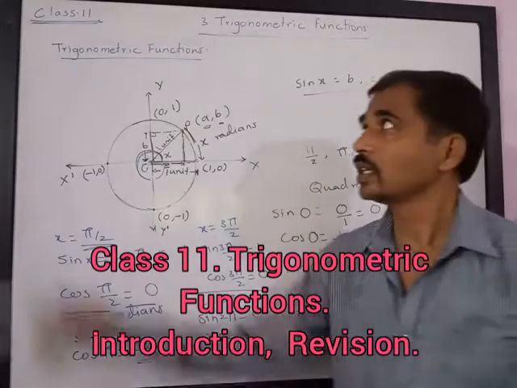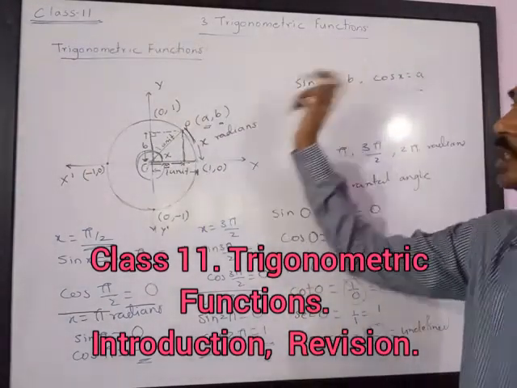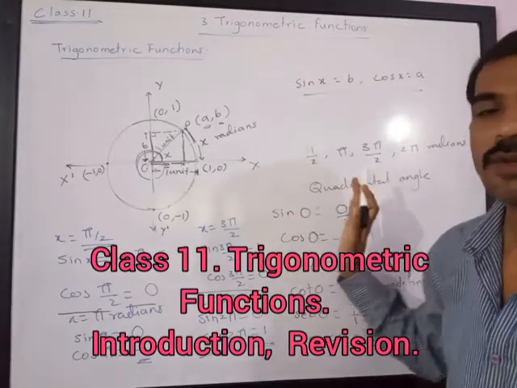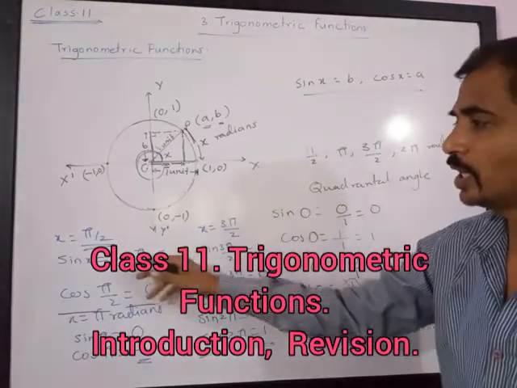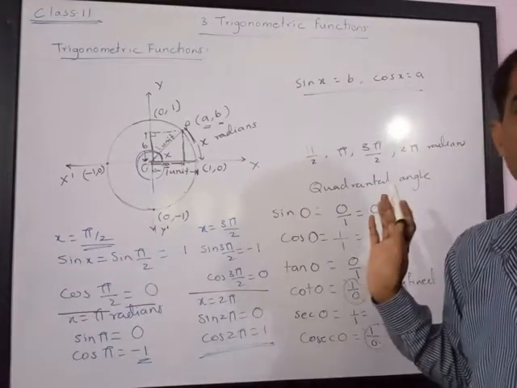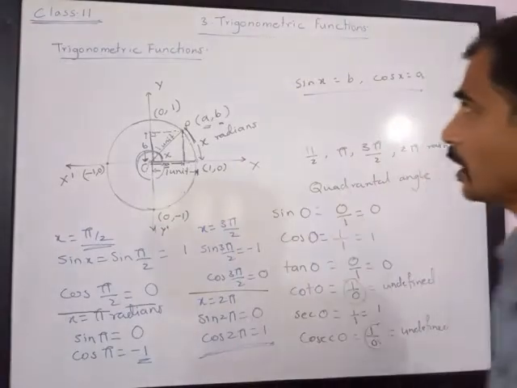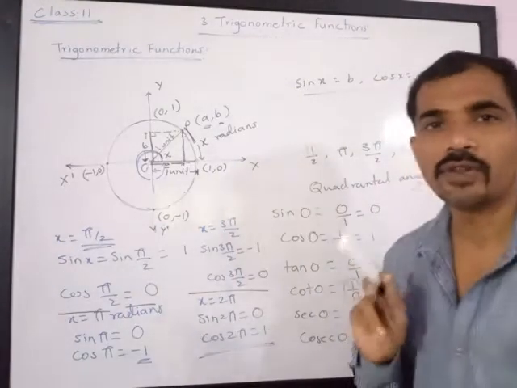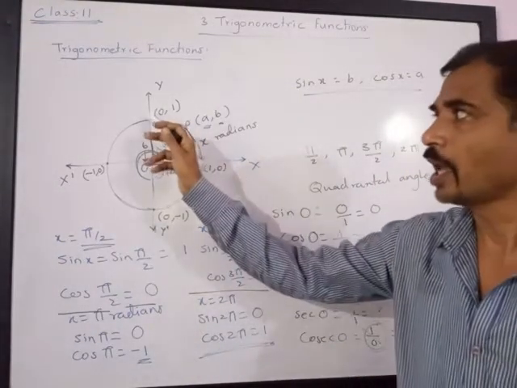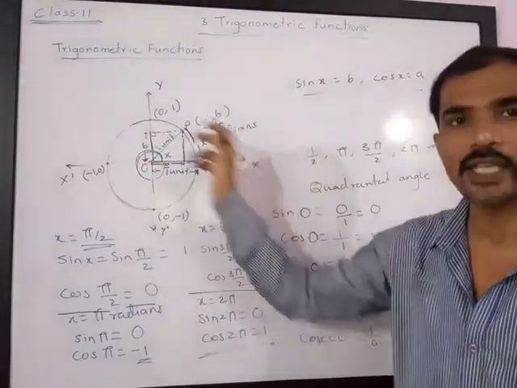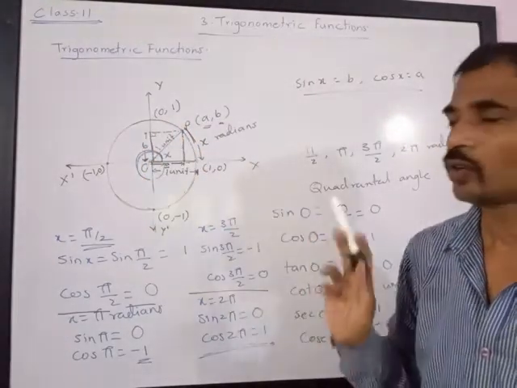Dear friends, in class 11 we are studying trigonometric functions, and in that we are trying to find the values of the trigonometric ratios, that is sine, cos, tan, sec, cosec of all quadrantal angles. Quadrantal angles I have already told you. If the initial arm and the terminal arm lie on any of the axes, then it is called a quadrantal angle.